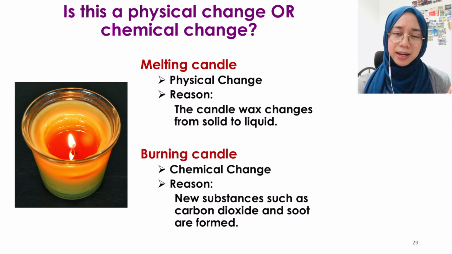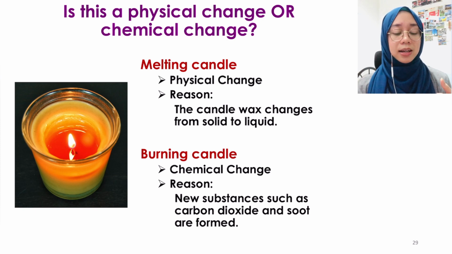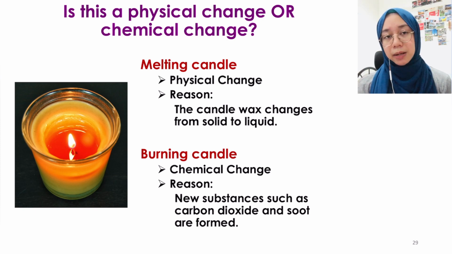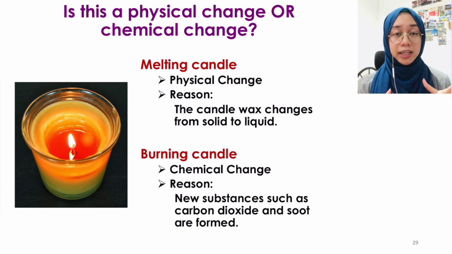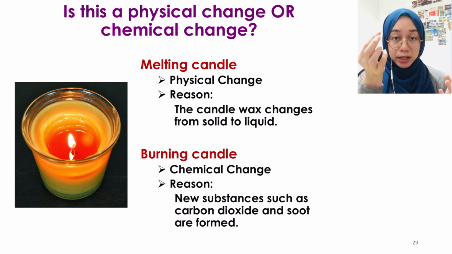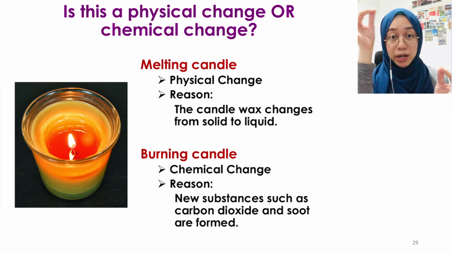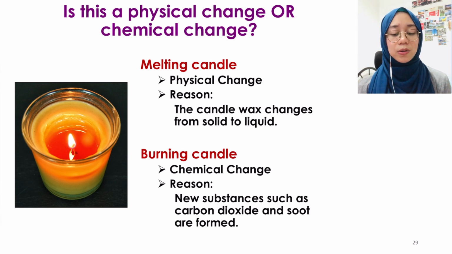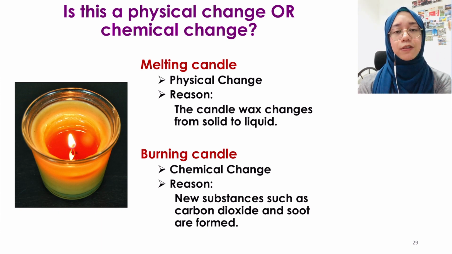Dia ada banyak lagi benda-benda lain yang dia hasilkan. For example water pun ada juga sebenarnya. Tapi kamu just cakap benda yang senang lah, carbon dioxide. And then soot yang warna hitam yang keluar daripada candle tu kan. So itu pun terhasil juga. Therefore you can say at least tu lah kamu bagi tahu apa new substances yang terhasil. Okay, so give your reason macam ni.